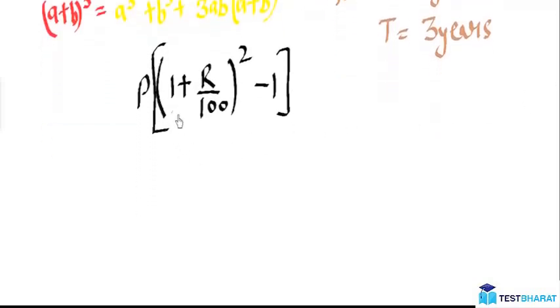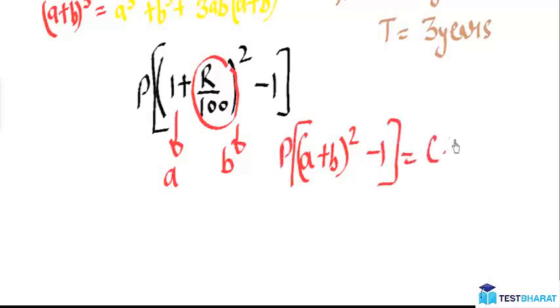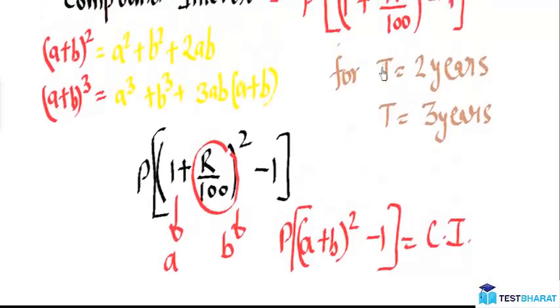I can take 1 as my a and r upon 100 as my b, and this will become a plus b whole square minus 1 into principal, that is my compound interest. Now I know my a is 1, b is r upon 100, and I also know the formula of a plus b whole square, that is a square plus b square plus 2ab.